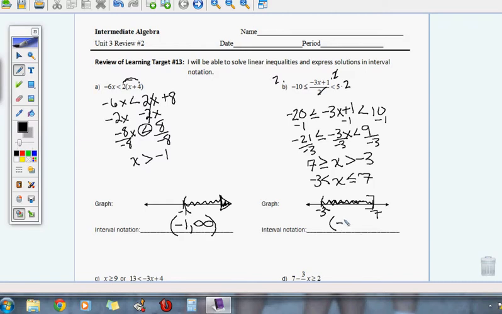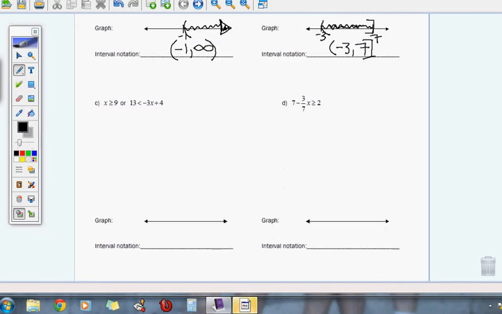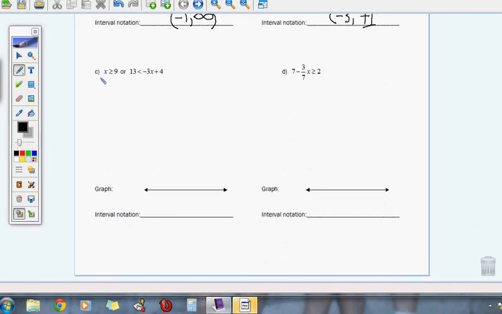Interval notation is getting better for most of us, so negative 3 to 7 with a bracket on the 7. That means you can include the 7, you cannot include the negative 3. All right, moving our way through this first page. This is completely done. Let me change colors here. And over here we need to solve this one.